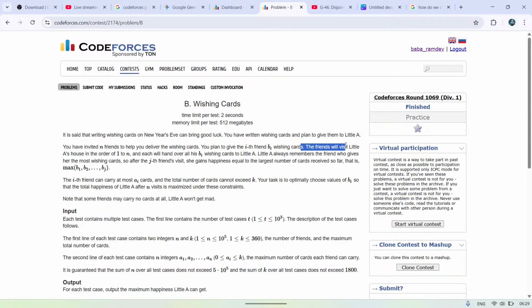The friends will visit little A's house in the order of 1 to N, and each will hand over all his Bi wishing cards to little A. Little A always remembers the friend who gives her the most wishing cards. So after the jth friend visits, she gains happiness equal to the largest number of cards received so far, that is, the maximum of B1 to Bj. The ith friend can carry at most Ai cards, and the total number of cards cannot exceed K. Your task is to optimally choose values of Bi so that the total happiness of little A after N visits is maximized under these constraints. Note that some friends may carry no cards at all. Little A won't get mad.